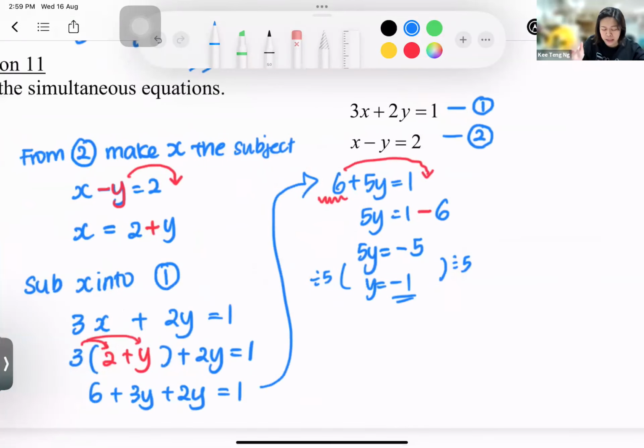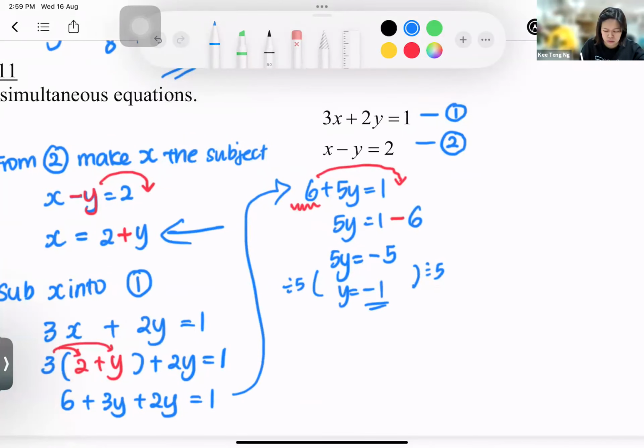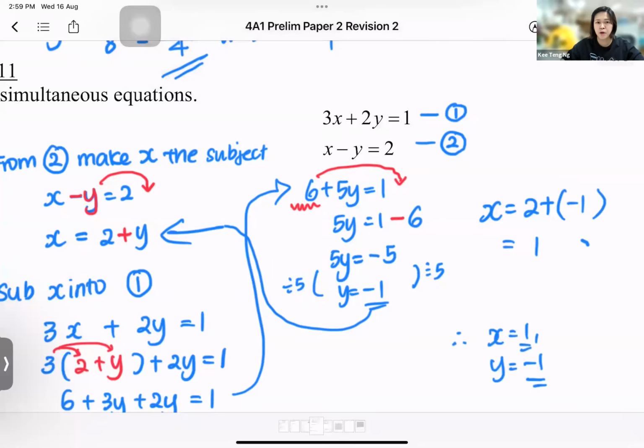After I found y, I still need to get back my x over here. Okay, so x is equals to 2 plus the y now is negative 1. 2 minus 1 is 1. So therefore the answer x equals to 1, y equals to negative 1. Have you gotten the correct answer? Yeah.